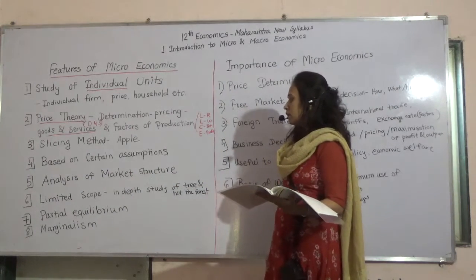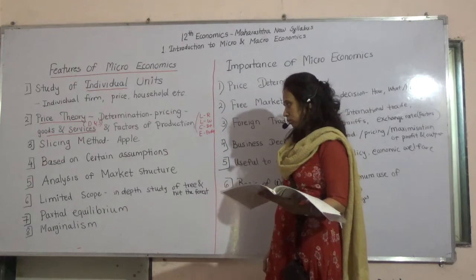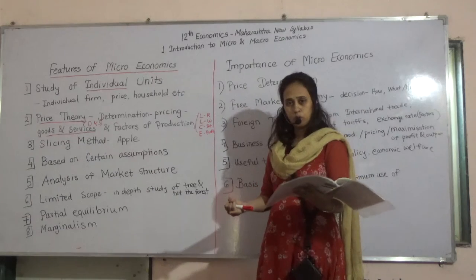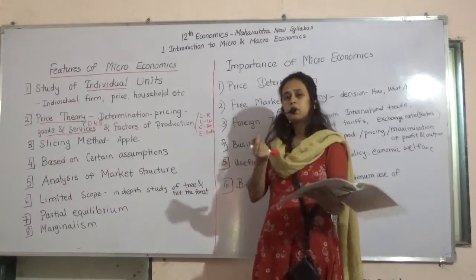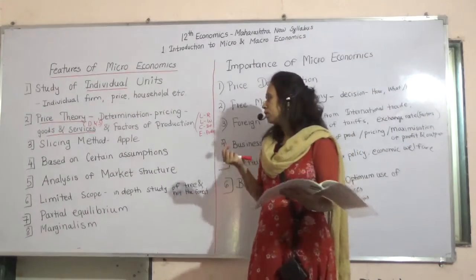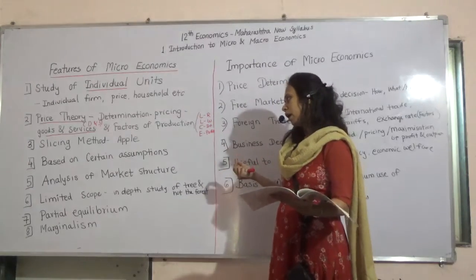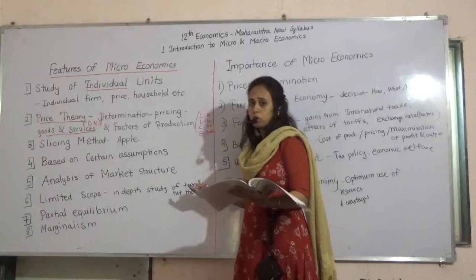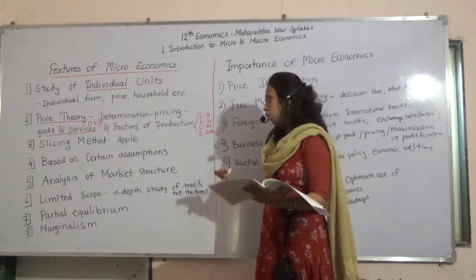Next is analysis of market structure. Market structures mean we have monopoly. We have to study all these types of market. I will just give one line explanation of it. Monopoly, mono means single, poly means seller. So we have monopoly. Some markets have monopoly, some markets have monopolistic competition, some have perfect competition.